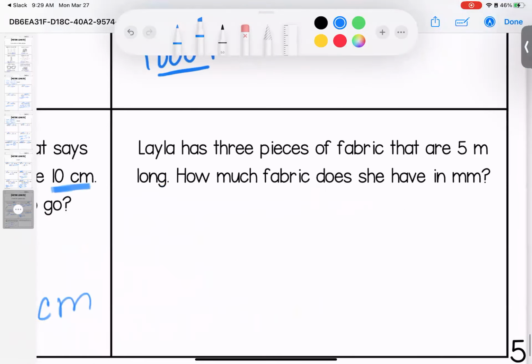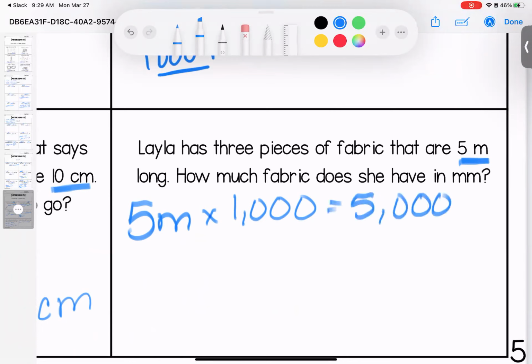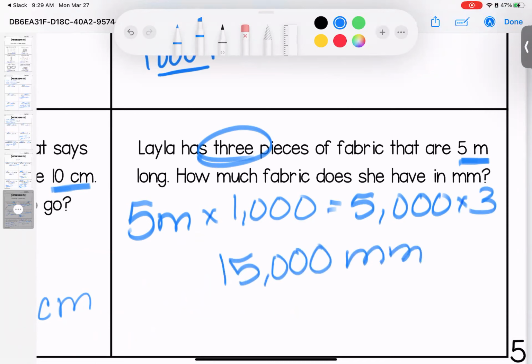Last one, Layla has 3 pieces of fabric that are 5 meters long. How much fabric does she have in millimeters? Well, first I'm going to take my meters to millimeters by multiplying by 1,000 because there's 100 centimeters in a meter and 10 millimeters in a centimeter. That gives me 5,000. Here's the catch though, she has 3 of these. So if I multiply that by 3, I end up with 15,000 millimeters.